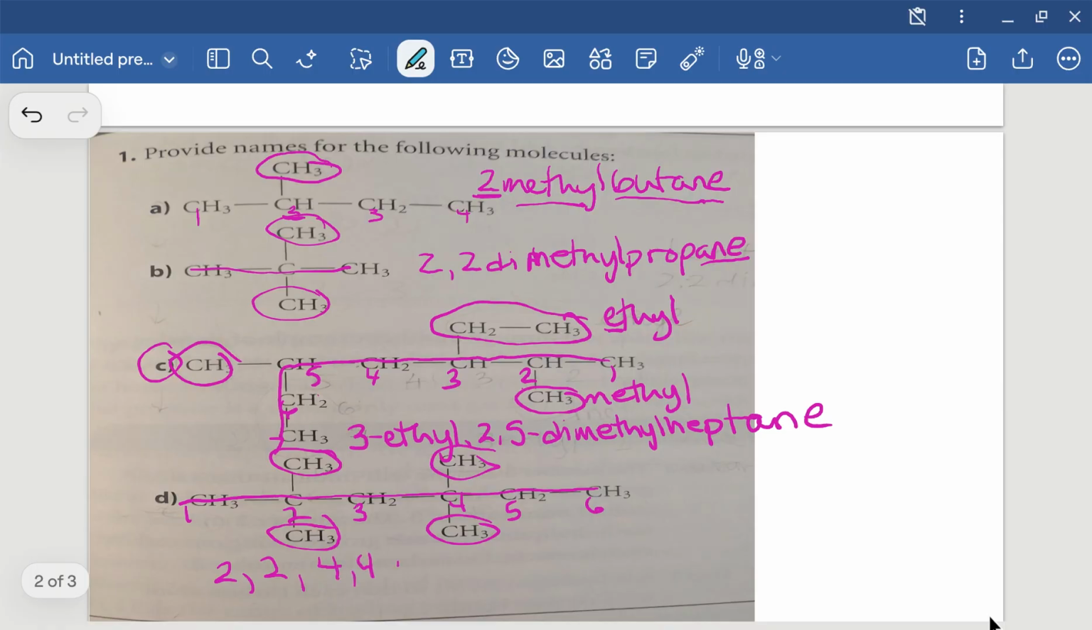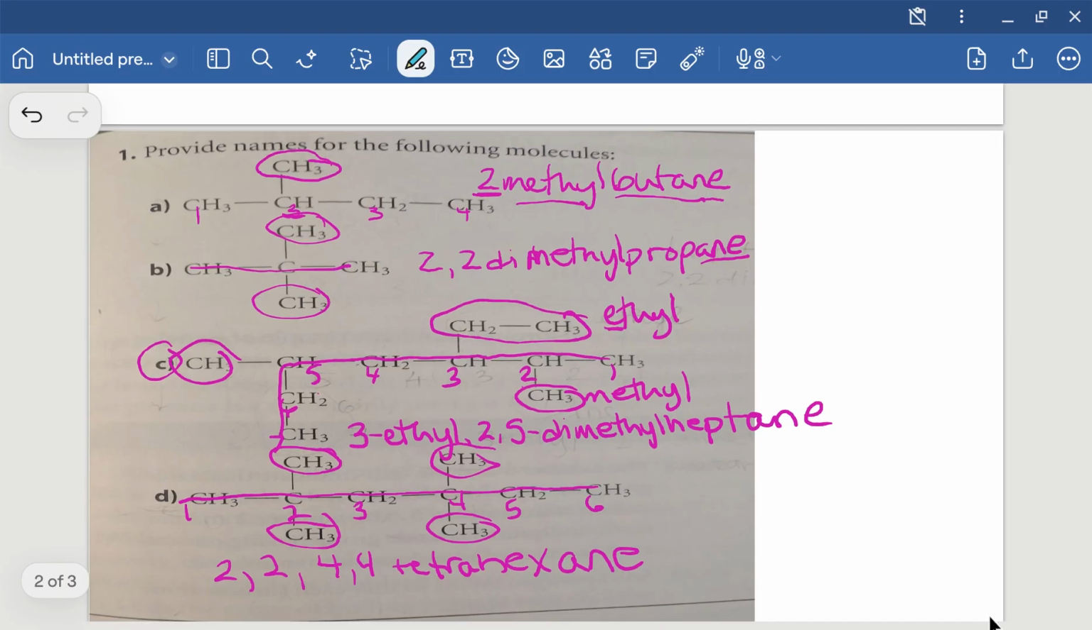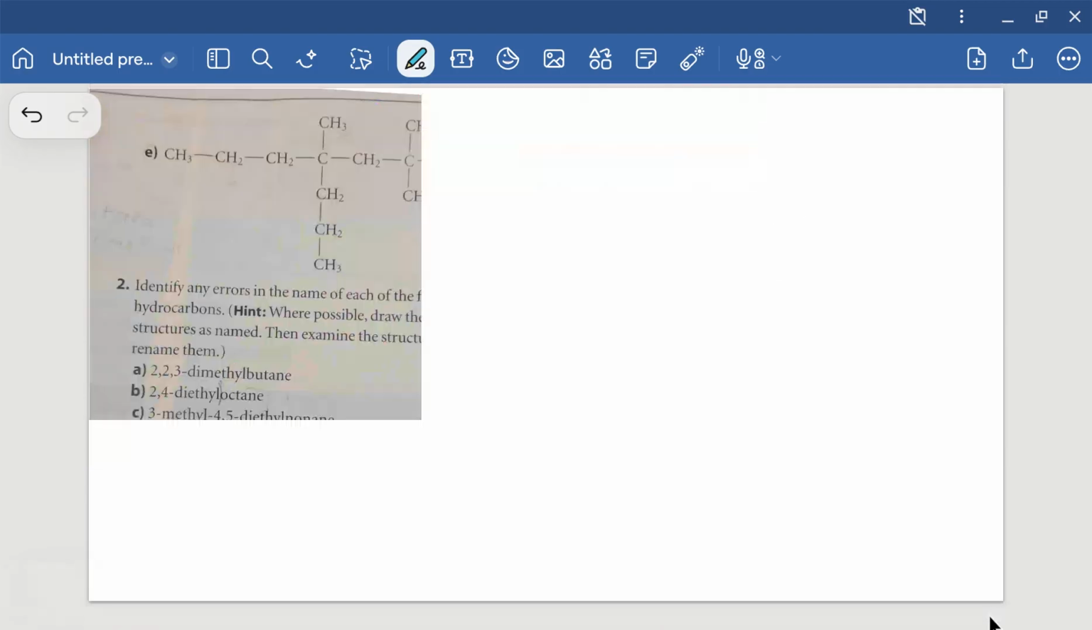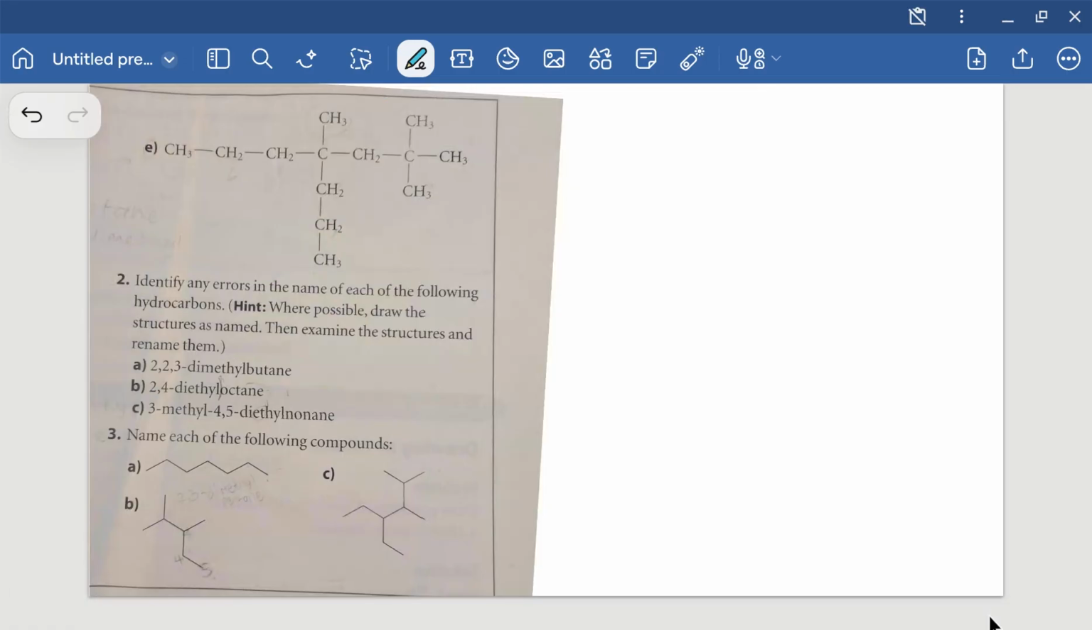There's 4 of them. So we want the prefix tetra. And then your longest chain was 6. So hex. And then there's all single bonds. So ane, A-N-E. Moving on to the second page of the example, we have this last one.